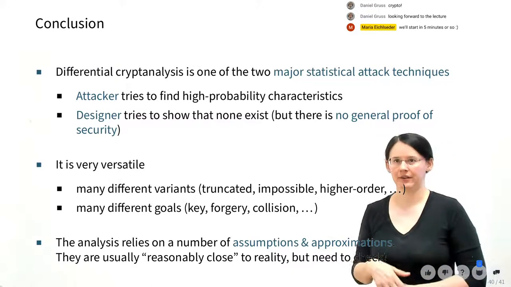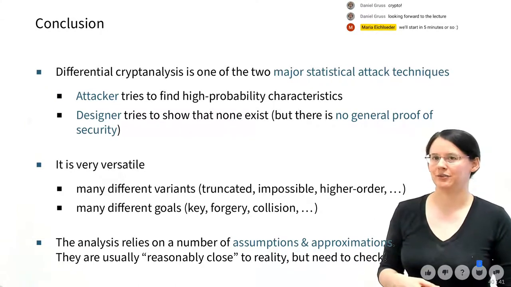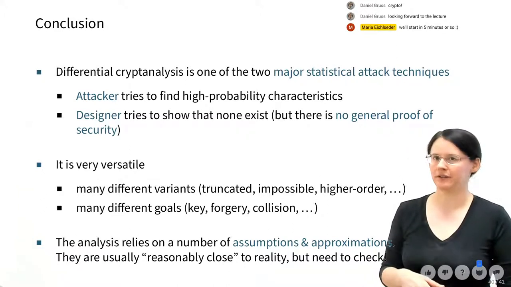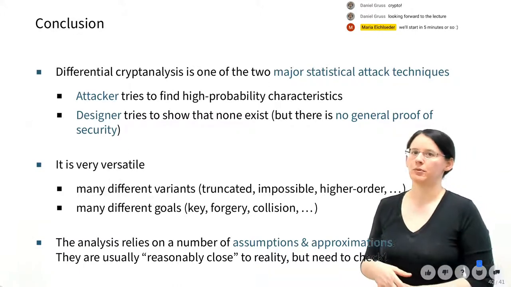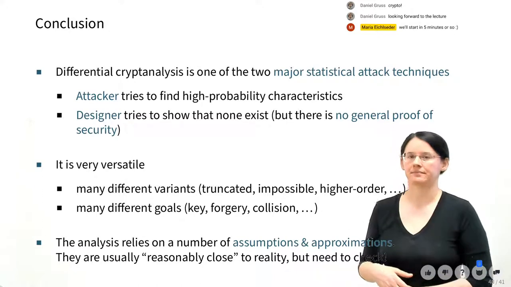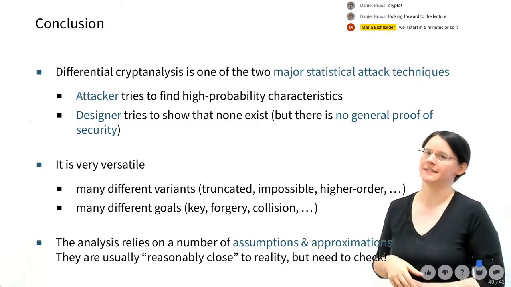In this basic variant, the attacker tries to find one or a few characteristics with very high probability for an attack, whereas the defender, the designer, tries to prove that no such characteristics exist. However, even proving this isn't a full security proof against this attack.